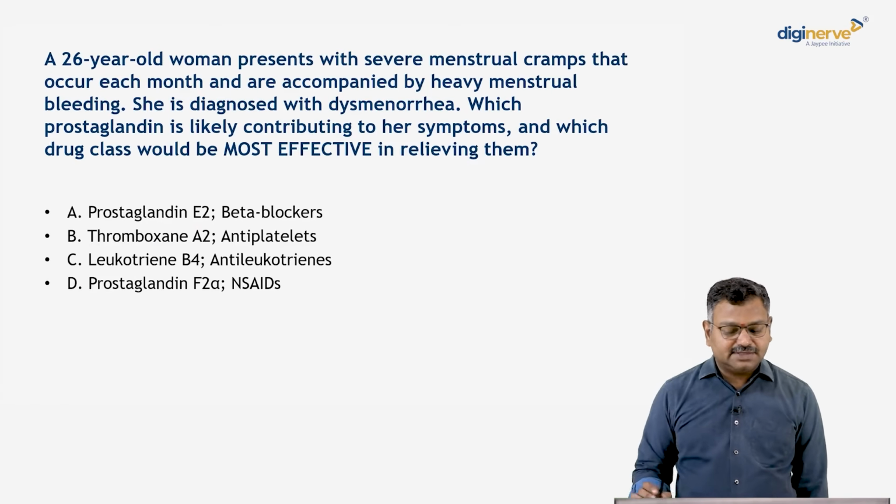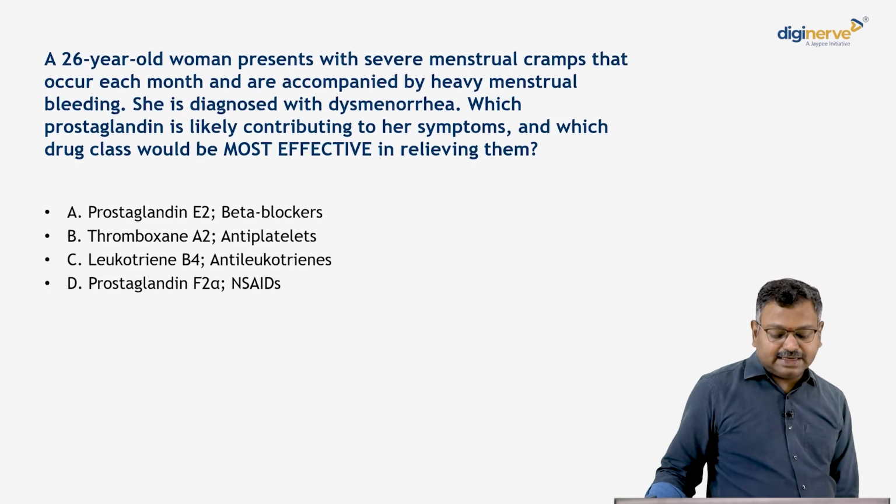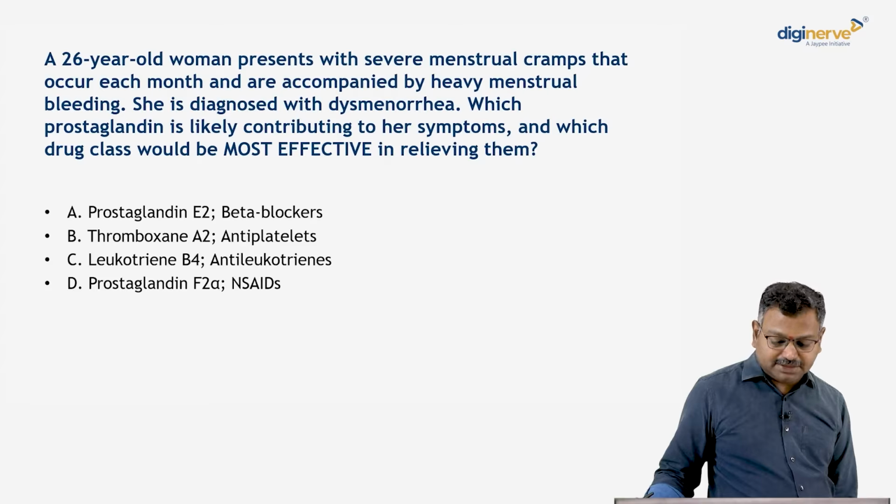A 26-year-old woman presents with severe menstrual cramps that occur each month and are accompanied by heavy menstrual bleeding. She is diagnosed with dysmenorrhea. Which prostaglandin is likely to contribute to her symptoms? Which drug class is most effective?